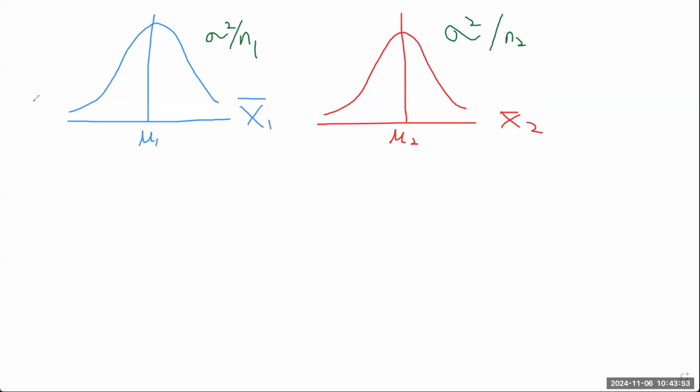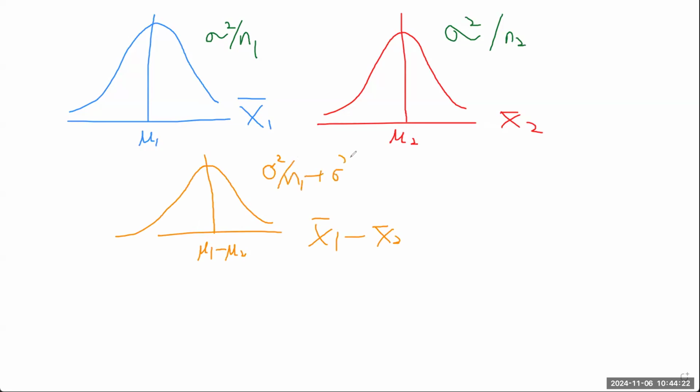And we know that if you take the two bells and look at the difference, it's still a bell, and this is mu1 minus mu2. And the variance we just add up, because they're random. So that means sigma square over N1 plus sigma square over N2. And we remember the hypothesis we have is mu1 equal to mu2, so this is actually 0.